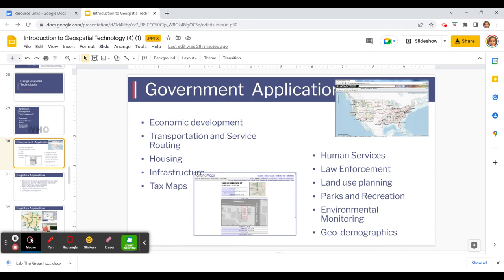How does the government use this information? We do this to develop our economics, for housing, for taxes, for human services. Our law enforcement uses it, for example, helps us get to where we need to go. What areas have we been? You can actually map areas that have been having increased crime.